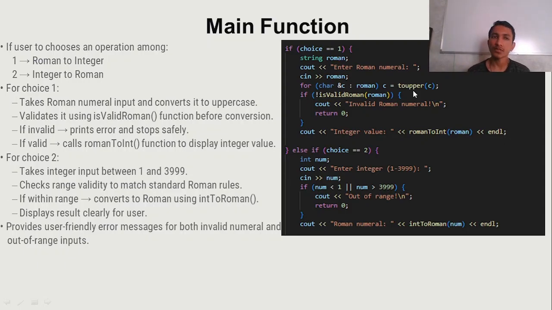If the user chooses choice 2, it means he wants to convert an integer to a Roman number. First we will ask him to enter the number and check whether it is within the standard Roman numeral range or not. If it is not, we will give output as out of range, and if it is, then we will simply use our int to Roman function that converts an integer to a Roman number.